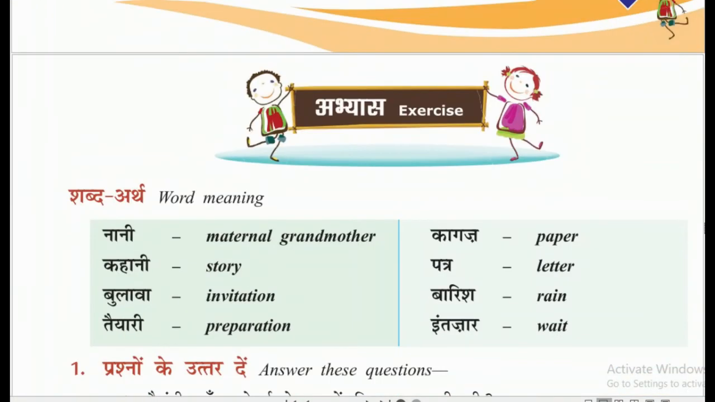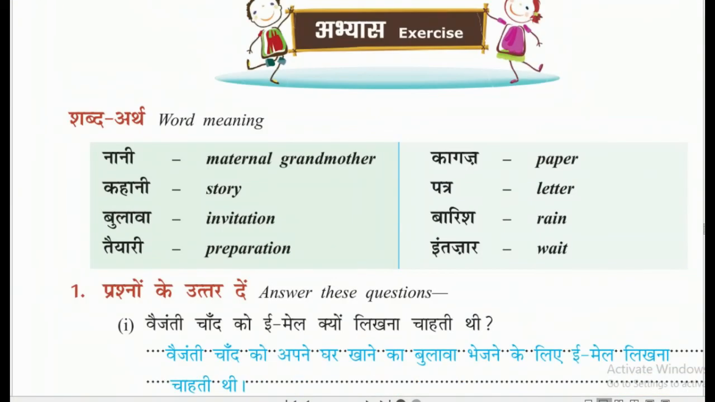Now we go to the book exercises. Before going to the book exercises, once we read the correct meanings. Nani, maternal grandmother. Kahani, story. Nakal, imitation. Taiyari, preparation. Kagaj, paper. Patra, letter. Barish, rain. Intezaar, wait.